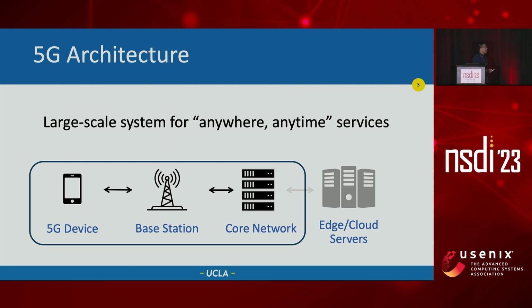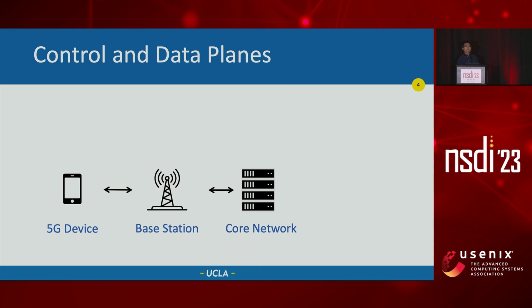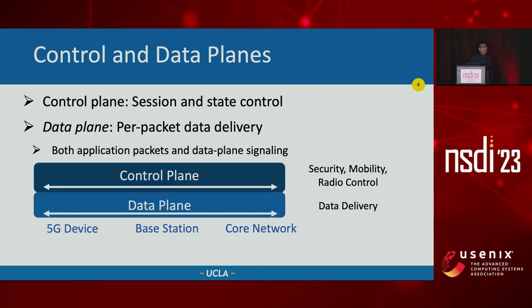Given such architecture, the functions include the control and data planes. Control plane is responsible for session and state control, and it has major functionalities like security, mobility control, radio access control, etc. These messages usually happen at the very beginning of a session or when certain events happen, which means it is more infrequent and its security is more well studied. On the other hand, the data plane is in charge of per-packet data delivery. It includes both data and data plane signaling. Unlike the internet, whenever you want to send some data, you have to go through those complicated signaling procedures before you can actually do so.